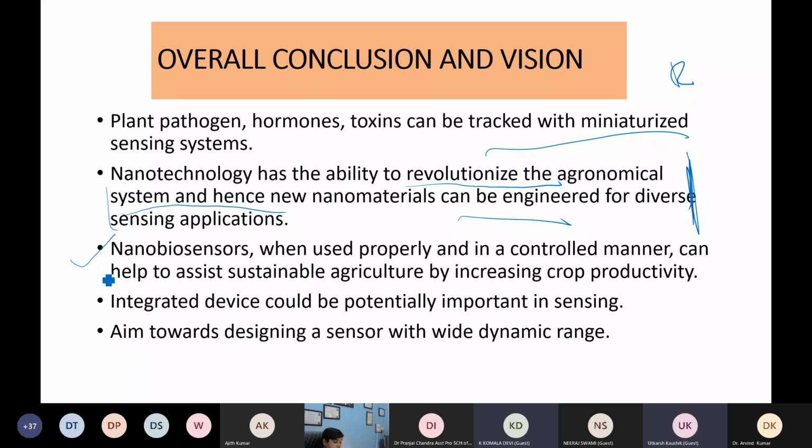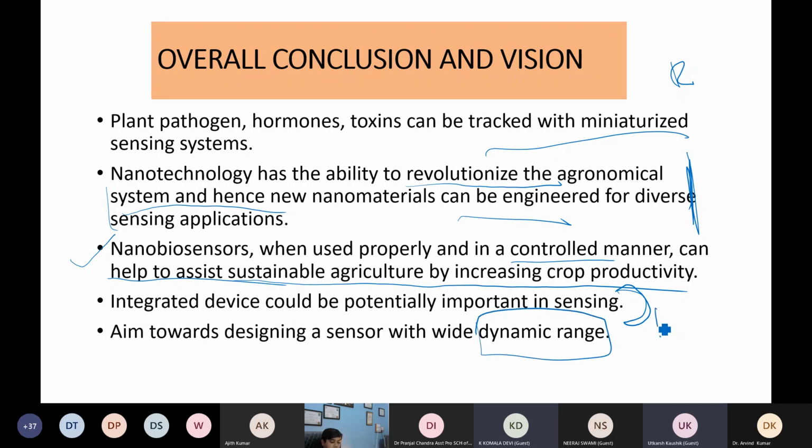So this can be controlled in various manners basically, the nanosensors, and it could be suitable for agriculture by increasing the crop productivity. So now the ultimate thing is that integrated devices can have more potential implications in the agriculture field, and definitely the aim is to have a wide dynamic range.